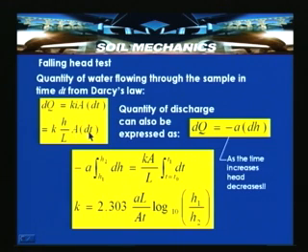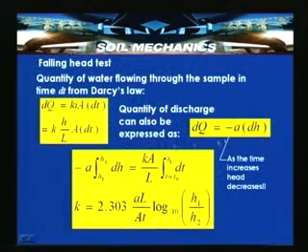This quantity of discharge can also be expressed as minus a dh, where dh is the small drop which has occurred over a time dt. This is negative because as the time increases, head decreases. So, the small discharge dq is equal to minus a into dh, where a is the cross section area of the standpipe which is above the system, shown in the previous slide.